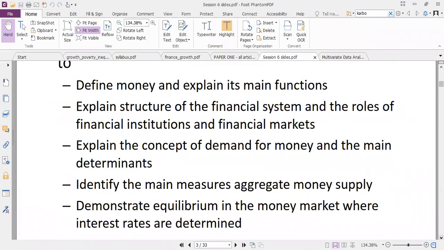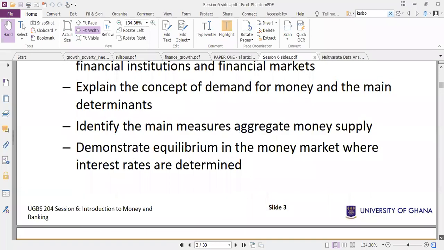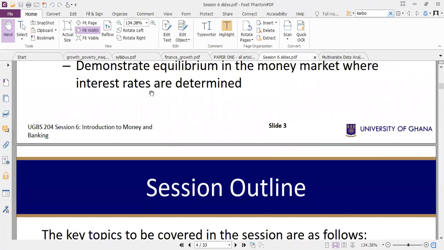The objective is we will define money and explain its main importance or functions. We will explain the structure of the financial system and the role of financial institutions and financial markets, explain the concept of money demand and its main determinants, and explain the main measures of aggregate money supply. The last one won't happen in this lecture but the next lecture, on monetary policy, where we will demonstrate equilibrium in the money market where interest rates are determined. So let's set the ball rolling.